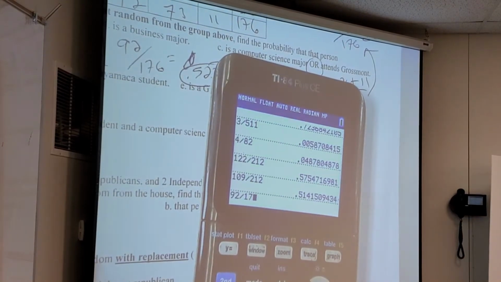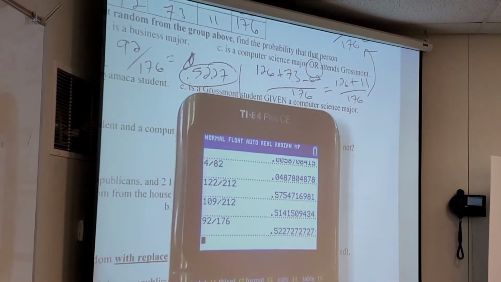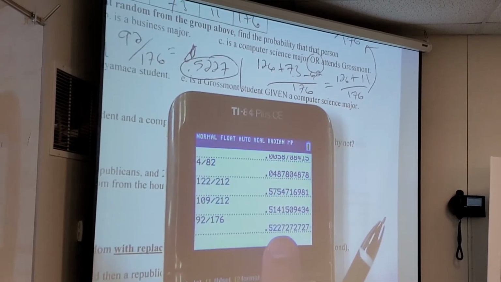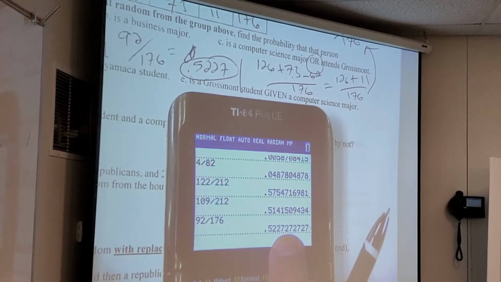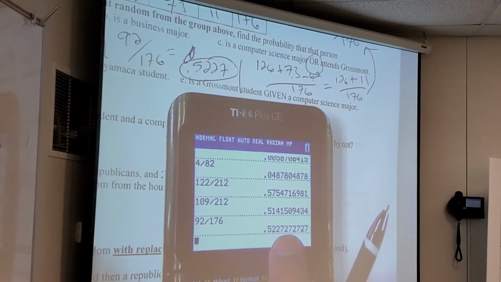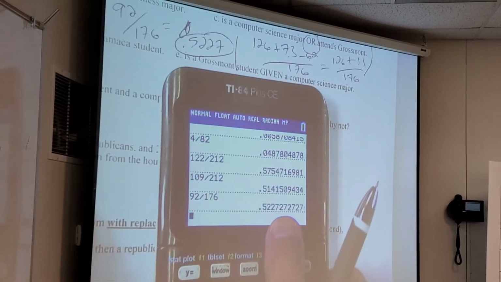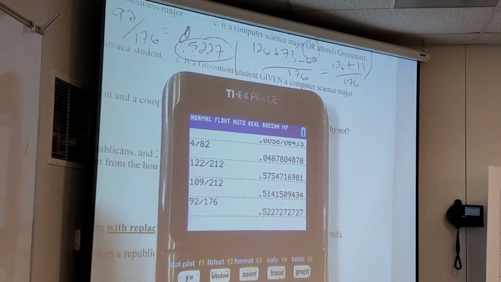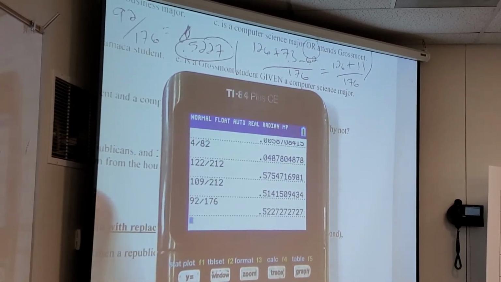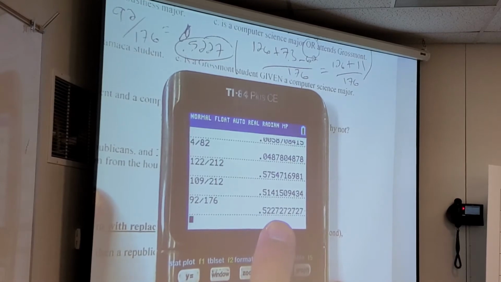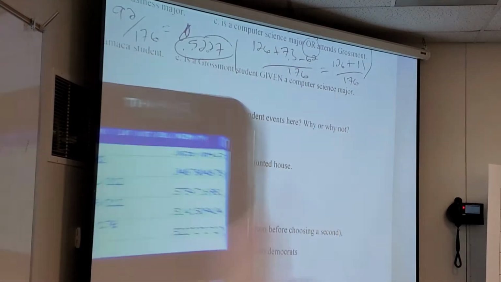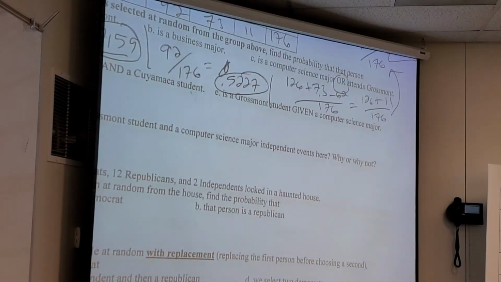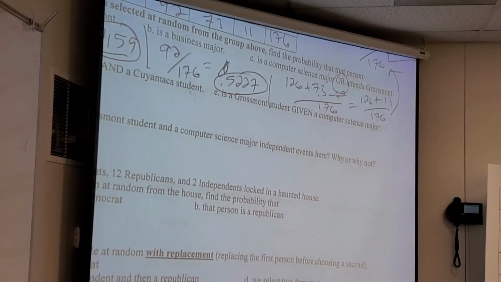92 divided by 176. I get 0.5227. What's wrong with that? What's the next number after 7? 2. So why would I do anything with that? How does rounding work? If the next number is 5 or more, you make that number go up. If it's not, you leave it. So is 72 closer to 70 or 80? It's closer to 70, so you leave that as a 7. Is that all right?